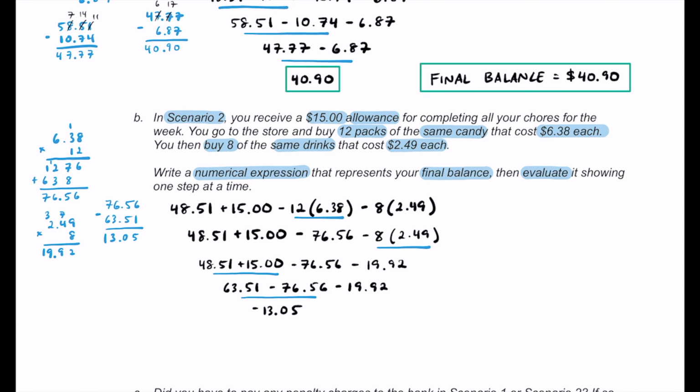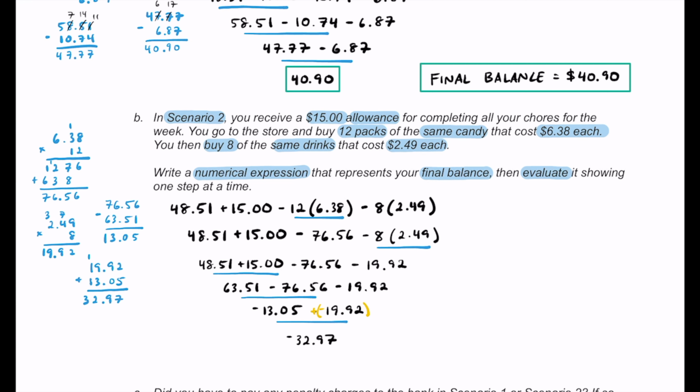So this 1992, if we go ahead and add that to the 1305, then we're going to see here 2 plus 5 is 7, 9 plus 0 is 9, 9 plus 3 is 12, carry the 1, 1 plus 1 plus 1 is 3. So it looks like over here, when we add the negative 1305 with the negative 1992, that's money. We are below 0. That's going to be a total of negative 32.97.